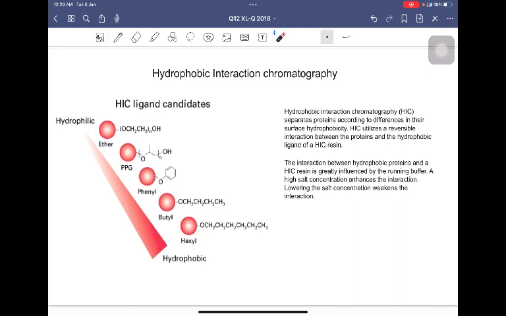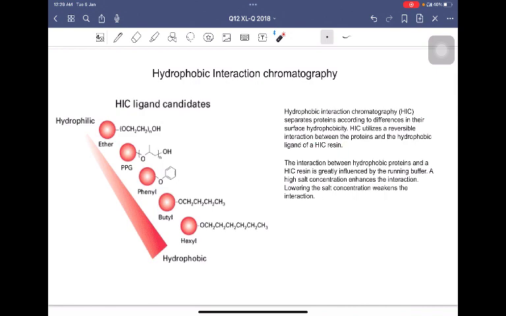So we know that in proteins there are hydrophobic amino acids and there are hydrophilic amino acids. So the hydrophobicity on the surface of the protein is used as a parameter for separation in hydrophobic interaction chromatography. And it utilizes a reversible interaction between the proteins and the hydrophobic ligand of a HIC resin.